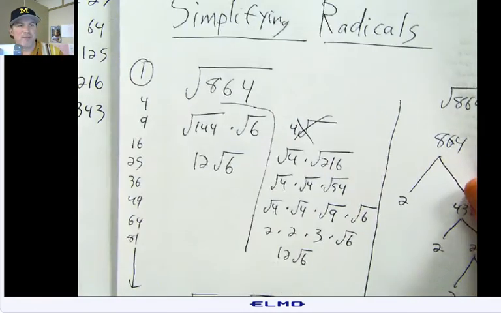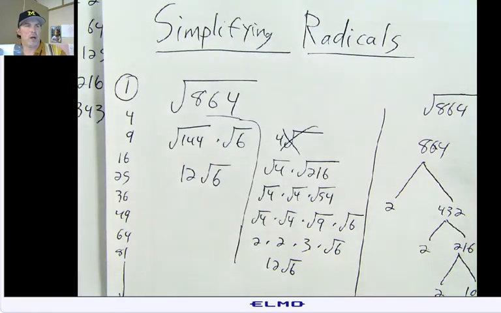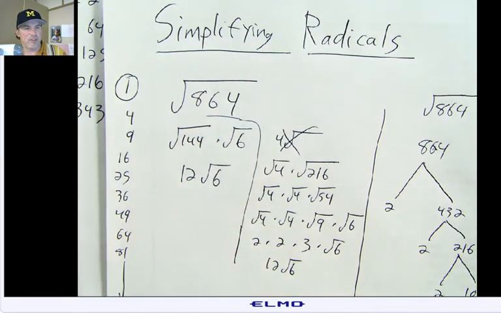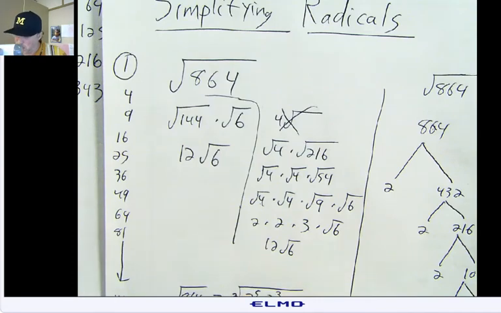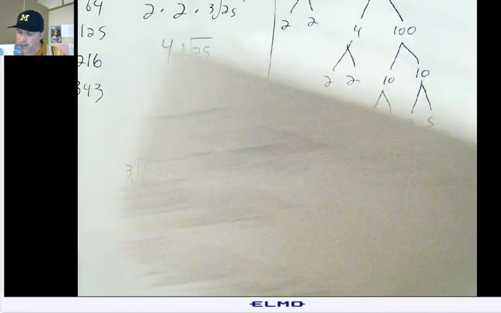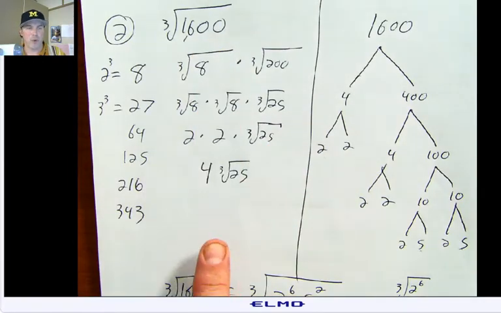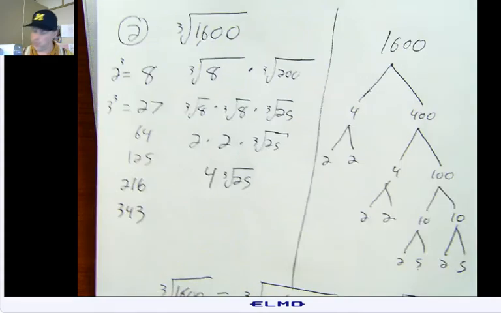So this is Simplifying Radicals part 2. We simplified the square root of 864 to be 12 root 6. We simplified the cube root of 1600 to be 4 times the cube root of 25. And if those examples look weird to you, you should go back and watch part 1. If you're okay with part 1, let's talk part 2 now.